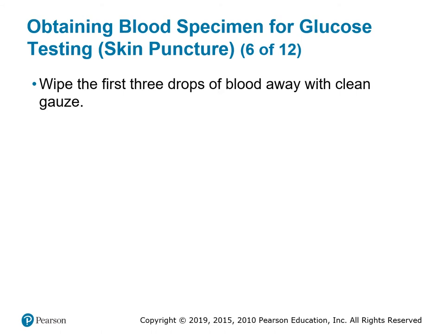Wipe the first three drops of blood away with clean gauze. Notice the difference here, I don't want y'all to be confused. We're just doing a regular capillary, first drop. For glucose, first three drops.